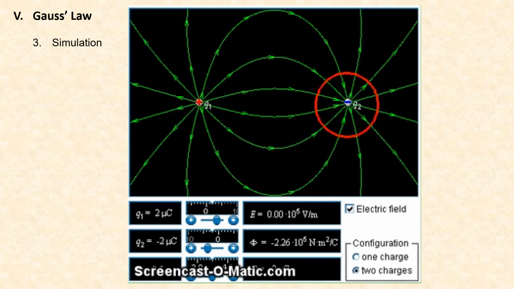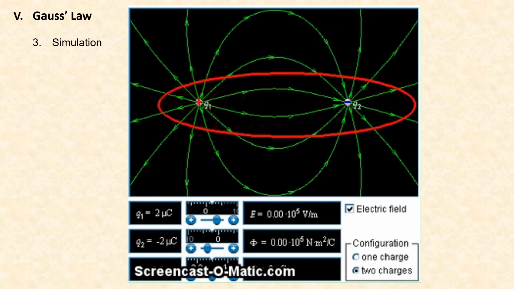And let's look at one more thing. Let's look at what happens if we extend the surface so that it encloses 0 net charge. In that case, you'll see here, looking at this flux box, that because there is no net charge enclosed, the net flux is 0. In other words, we have as many electric field lines entering that surface as leaving it.